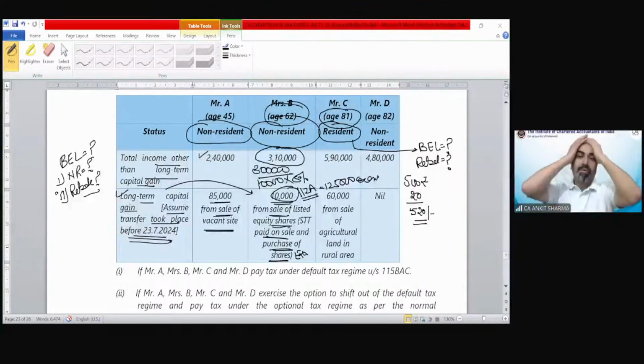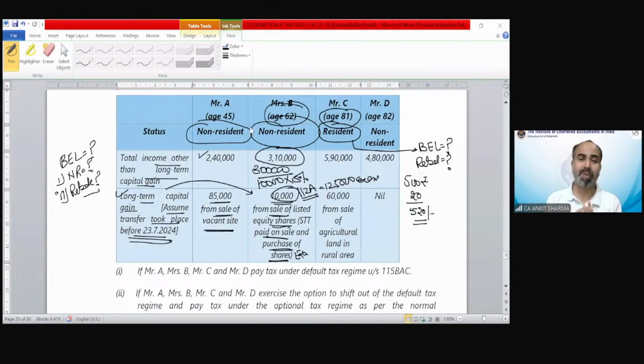Ishan is saying 3 lakh and rebate. Ishan, please read the question. 5 lakh rupees exemption in case of a resident if it is 80 or more. And if you are a super senior citizen, if the exemption is 5 lakh, then what would be the case?